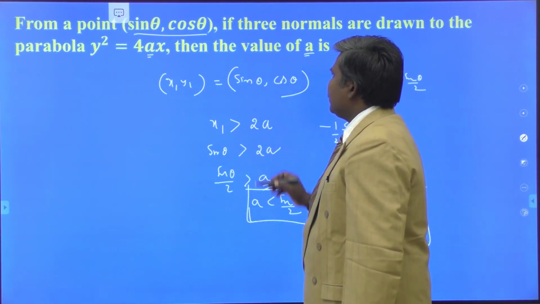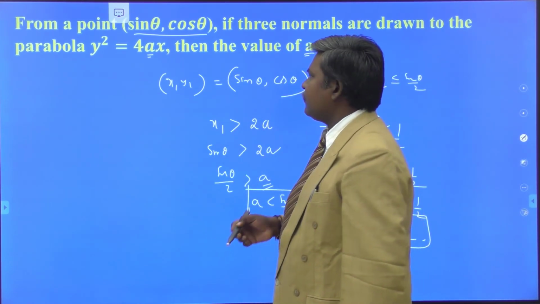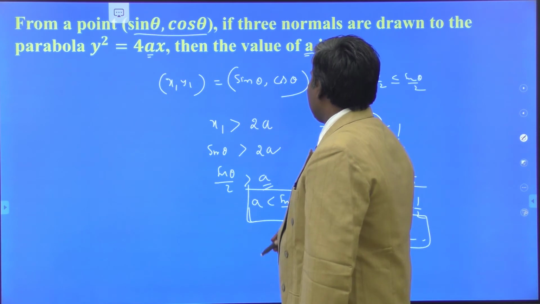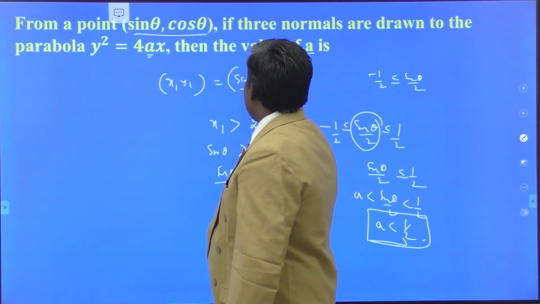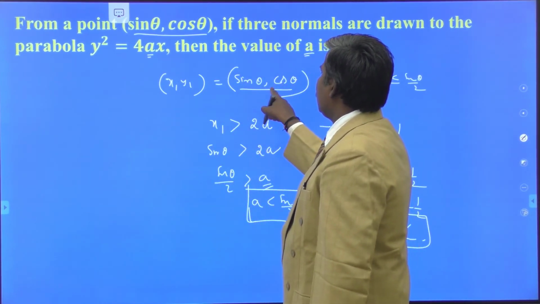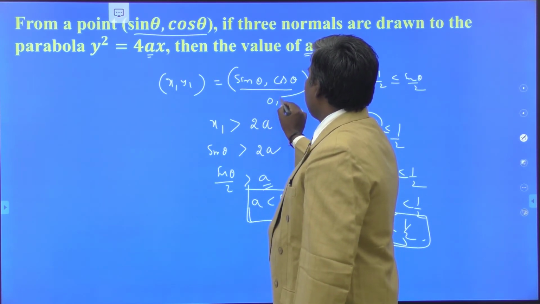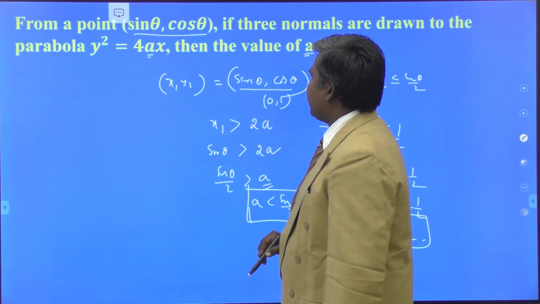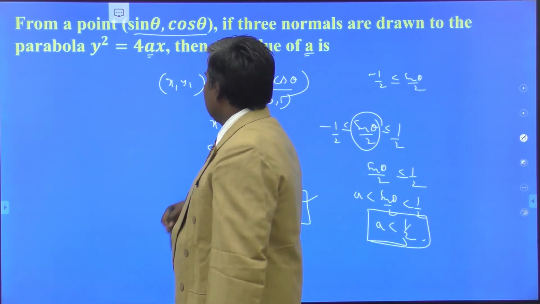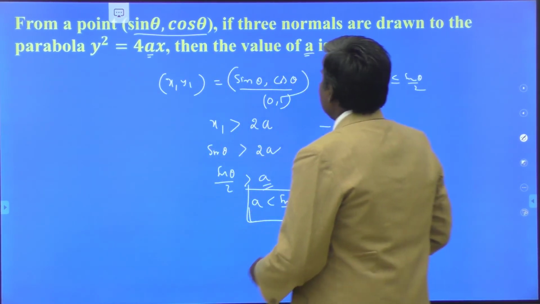So what is the condition? From x1 greater than 2a itself, we obtain the range, but theta is never 0. If theta is 0, the point is 0 comma something: sin 0 is 0, cos 0 is 1. Your point is 0 comma 1, and from that we can draw only one normal. Okay.